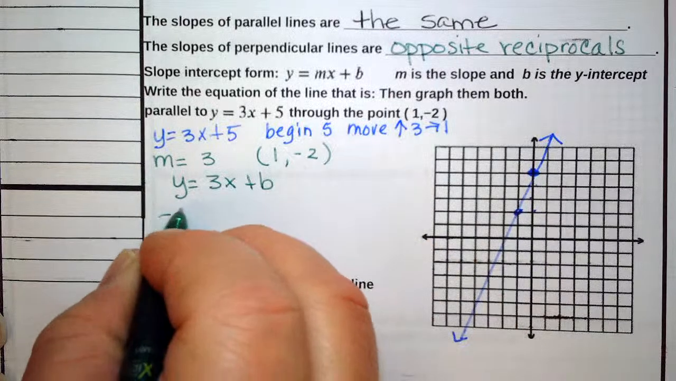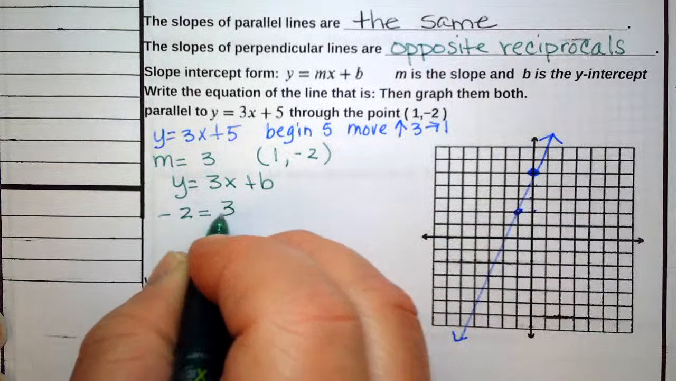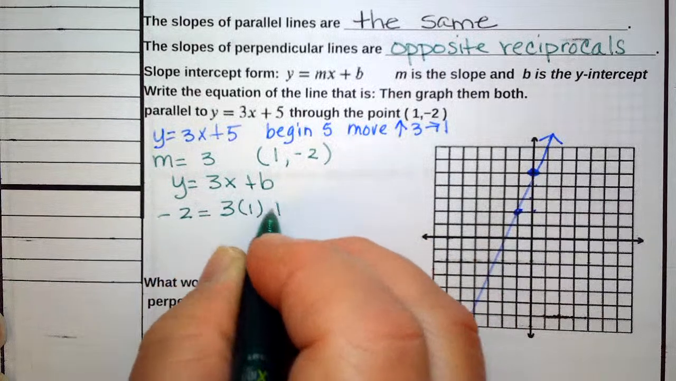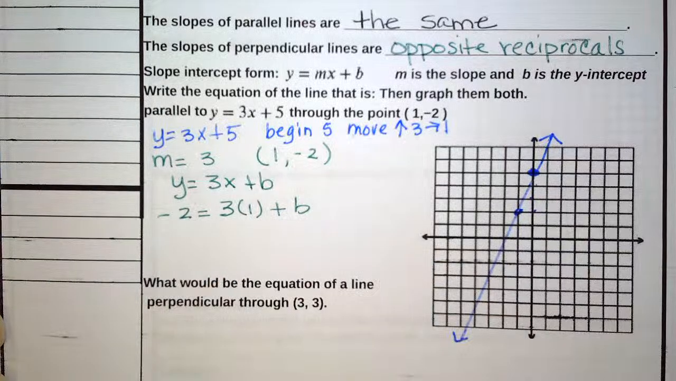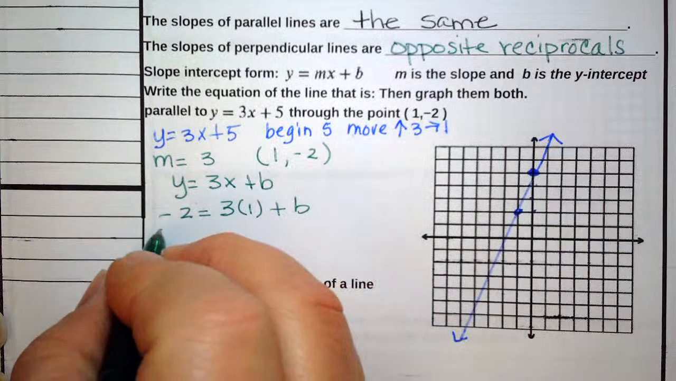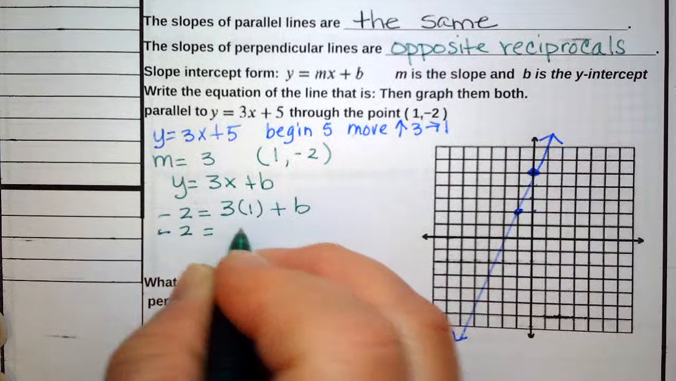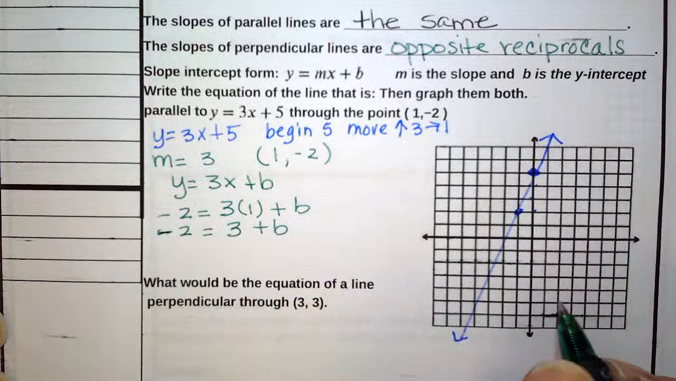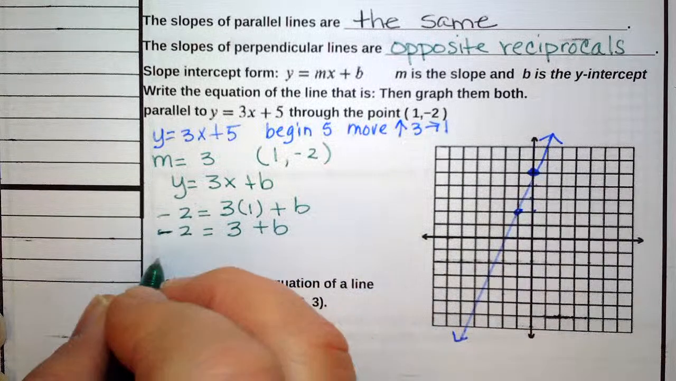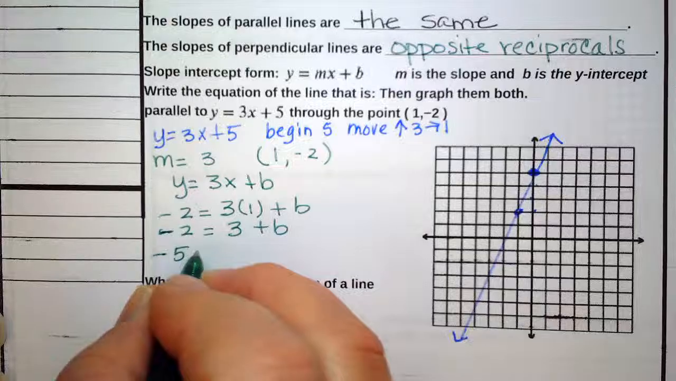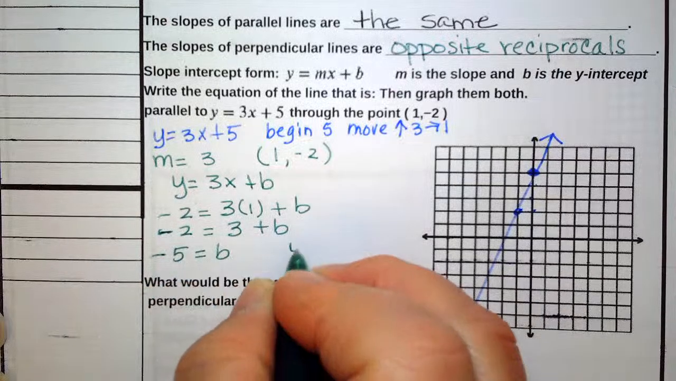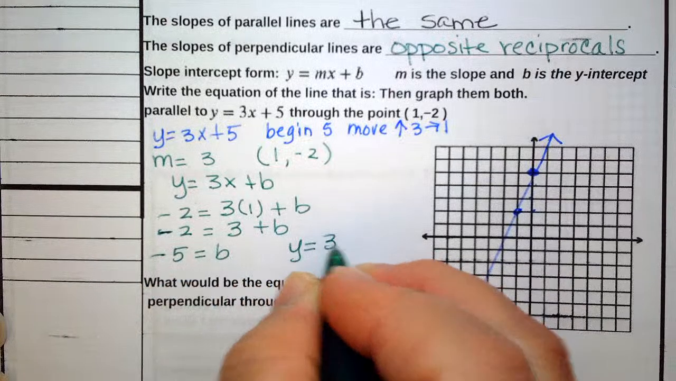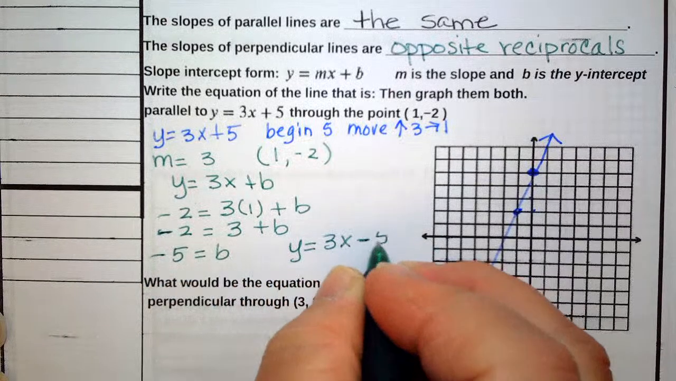Negative 2 is equal to 3 times 1 plus b. Negative 2 is equal to 3 plus b. I subtract 3 from both sides. Negative 5 is equal to b. So y equals 3x minus 5.